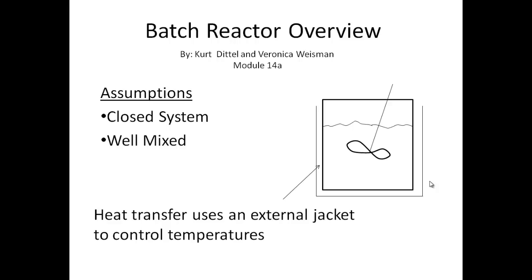Cooling in a batch reactor is done using an external heating jacket. This controls the temperature of the reactants in the case of an exothermic reaction.